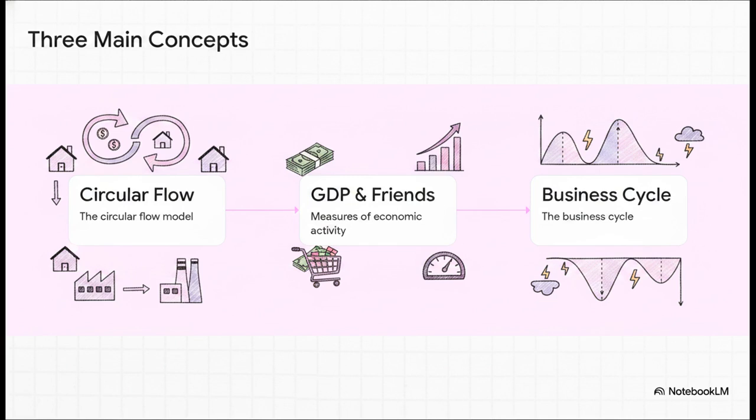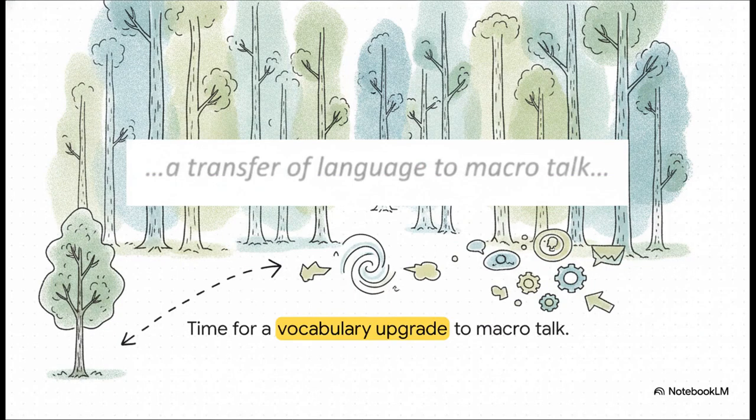It's actually these precise cycles that groups like the National Bureau of Economic Research use to officially call the exact peaks and troughs of an economy. They're the ones letting us know exactly when a recession officially begins and ends. Together, these three are the core diagnostic tools for any national economy. Okay, but before we dig any deeper into those diagnostics, we really need to shift our perspective entirely. It's time for a major vocabulary upgrade. We've got to transfer our language from micro to macro talk.